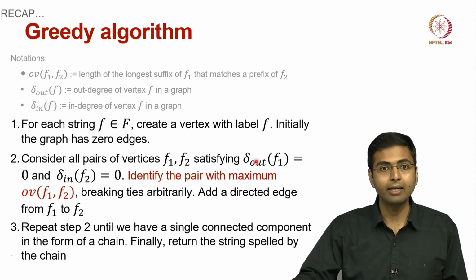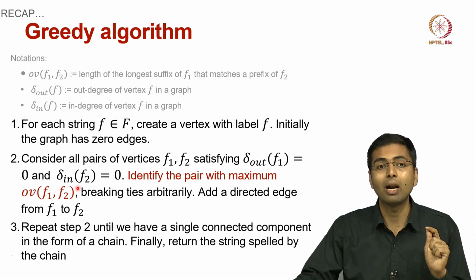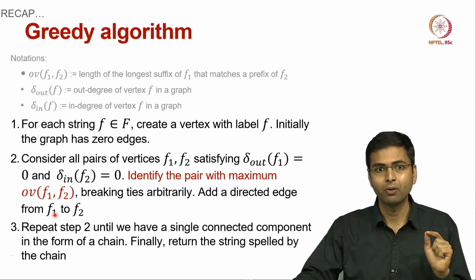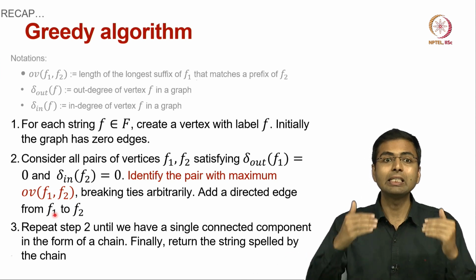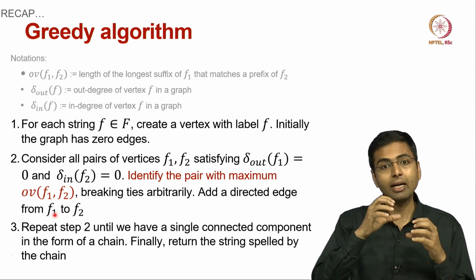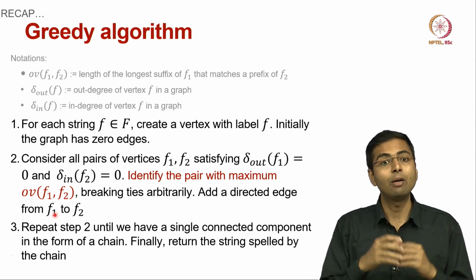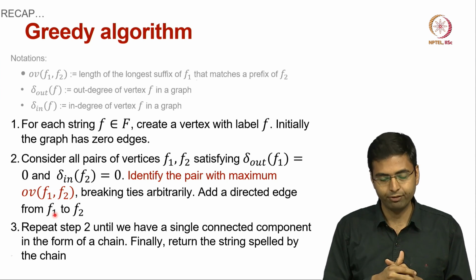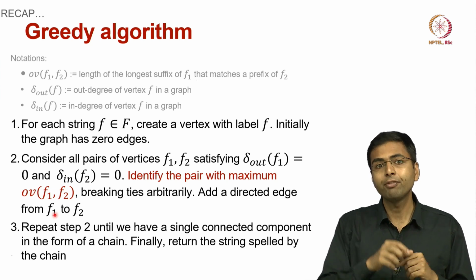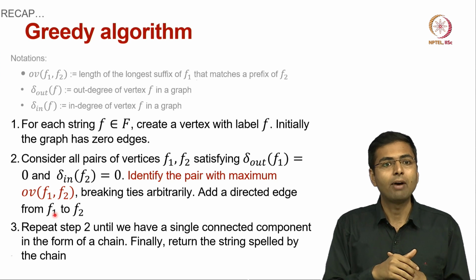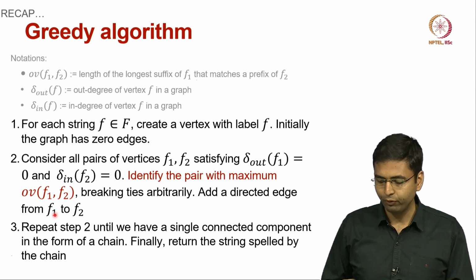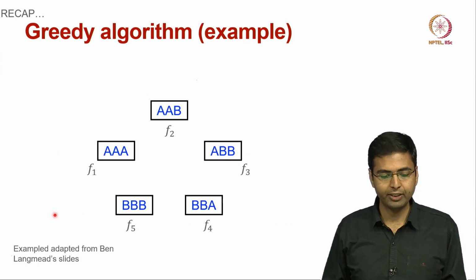So if F1 and F2 are such a pair of strings which has maximum suffix prefix overlap, then we connect a directed edge from F1 to F2, and we repeat this step until we have a single connected component which forms a chain in the graph. Once you have connected all the strings with each other, finally we return the string spelled by the chain. We looked at the following example to illustrate this algorithm.